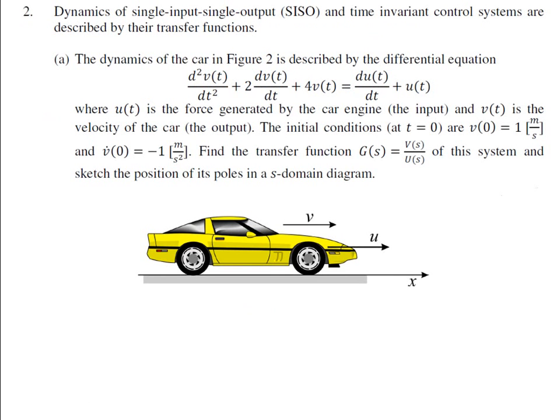For the second question, it is asking that the dynamic of a car is given by this second order differential equation, where v(t) is the velocity and u(t) is the input.